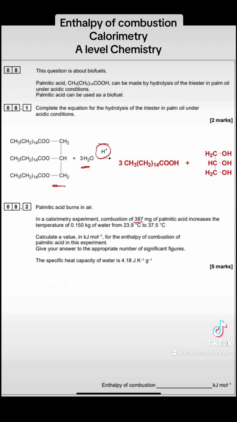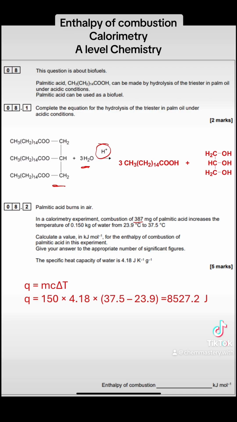Remember, to do that, you need to use the equation Q equals mc delta T. Q represents the heat transfer during the combustion, m is the mass of water in grams, c is the heat capacity of water, and delta T is the difference in temperature.